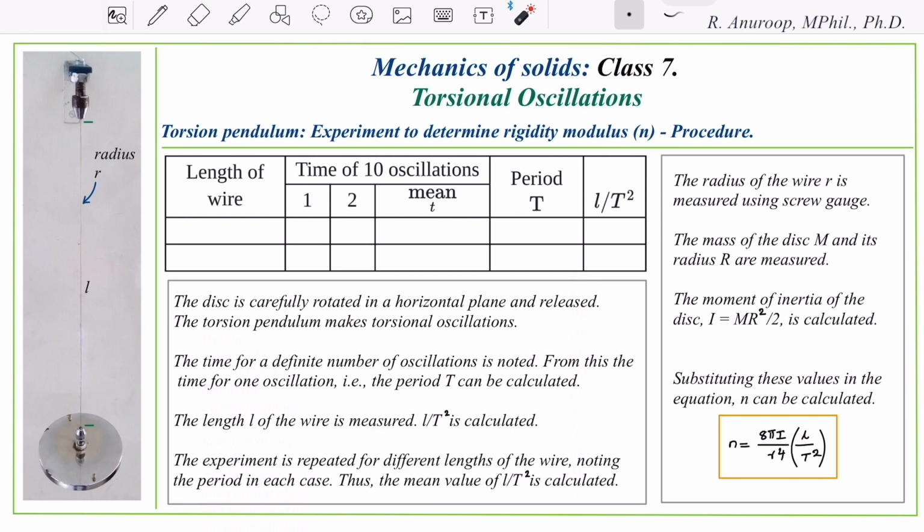Now the time for a definite number of oscillations is noted. In the tabular column, the time for 10 oscillations is represented. To minimize the error, the experiment is done 2 times and the mean time t for 10 oscillations is tabulated. From this small t, the period of oscillation, that is the time for one oscillation, is calculated. Just divide small t by 10, you will get the time period capital T.